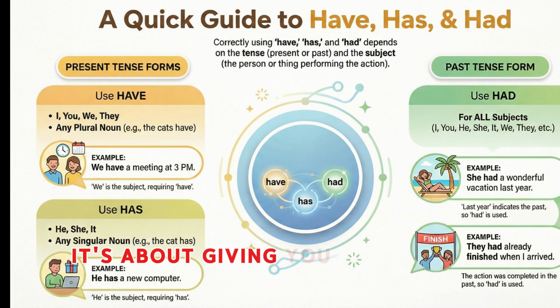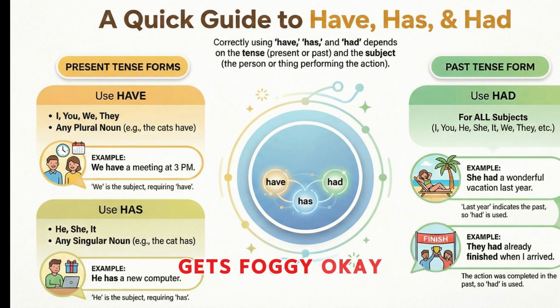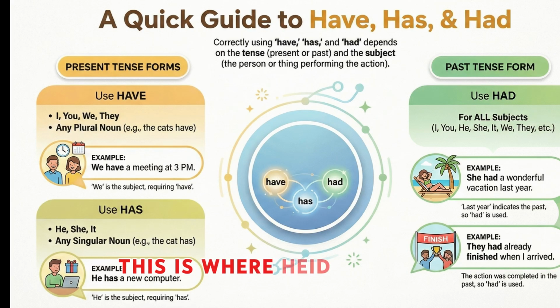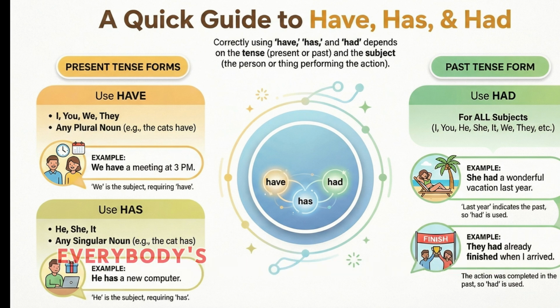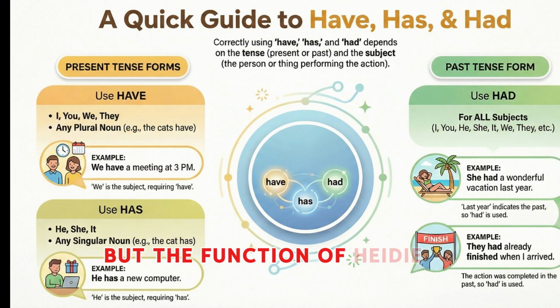It's about giving you the map for when the path gets foggy. Okay, so let's pivot to the second major hurdle, time. This is where had comes in. Now, on the surface, this looks simpler. In the past tense, everybody, singular, plural, gets had. The form is simply had, yes, but the function of had is anything but.